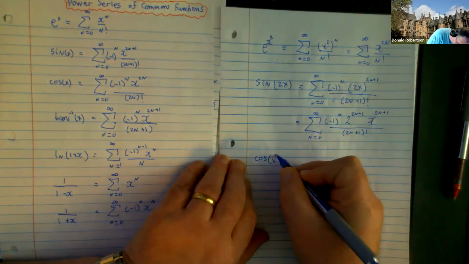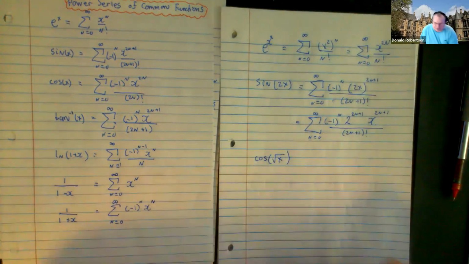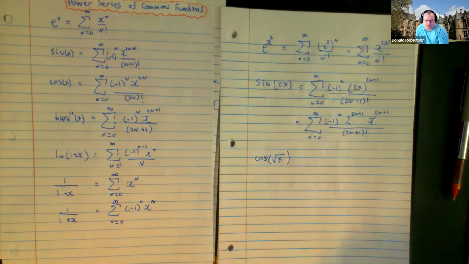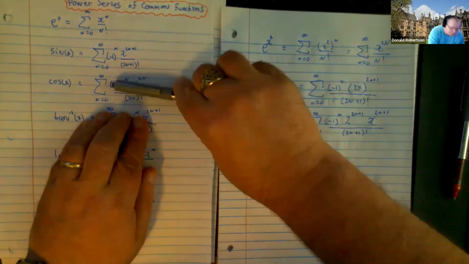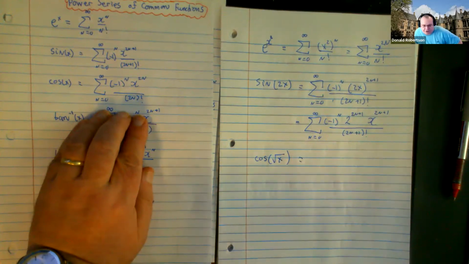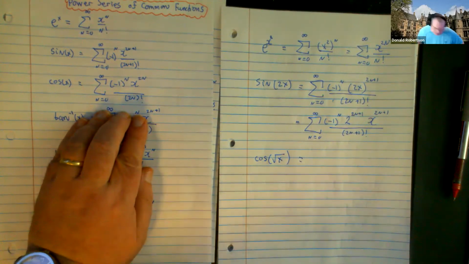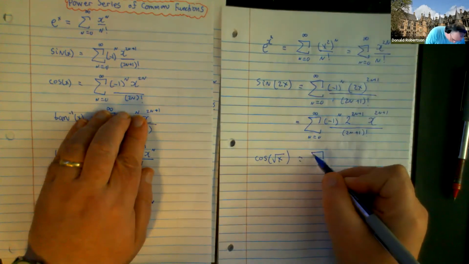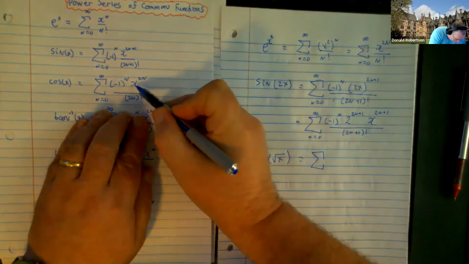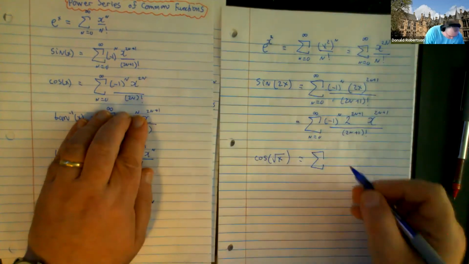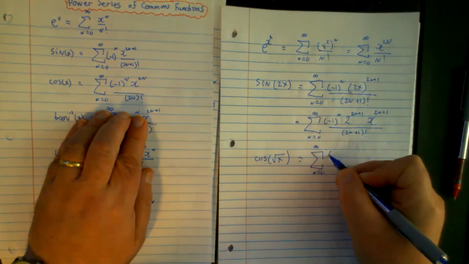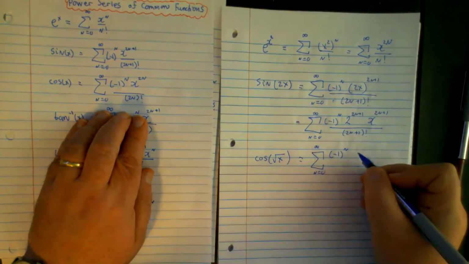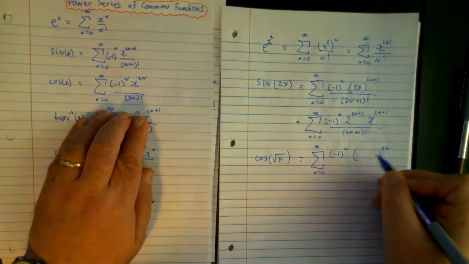I would like to know the power series for the cosine of the square root of x. Right. Here's my building block. That's the power series for cosine x. What's the substitution going to be now? What will I replace this x by? The square root will replace the x in the base form.